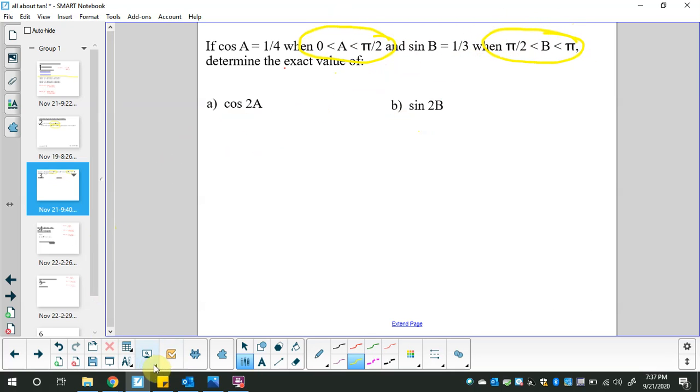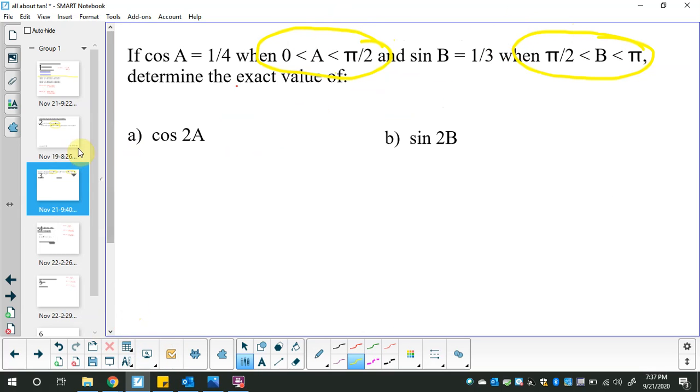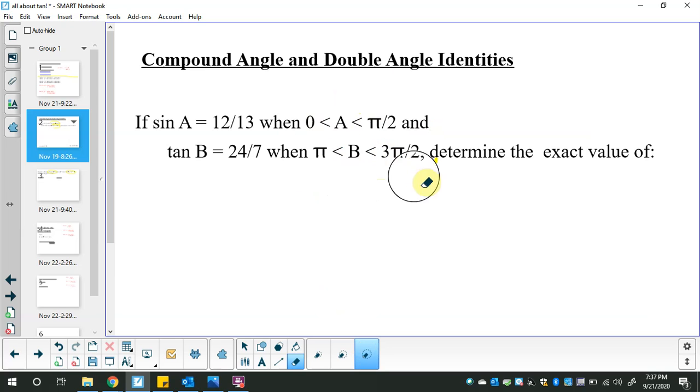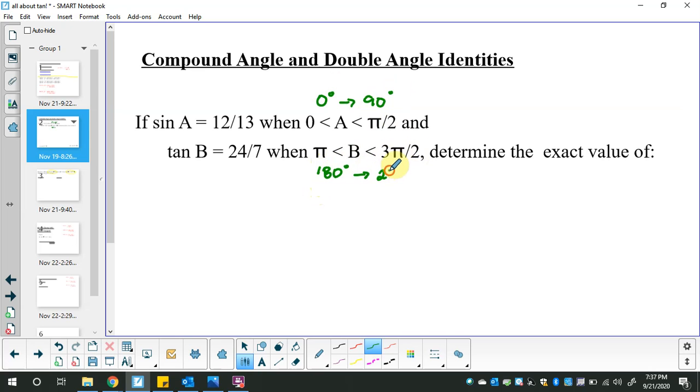I'm going to put this on normal screen, and then I'm going to take us back a slide, and let's talk about that stuff. Big eraser. So I did write these questions in radians, not that it matters at all, but this information tells you that angle A, which is a completely separate picture to angle B, is between 0 degrees and pi over 2, which is 90 degrees, and you can check that on your unit circle if you like. Angle B is trapped between 180 degrees and 3 pi over 2, which is 270 degrees.